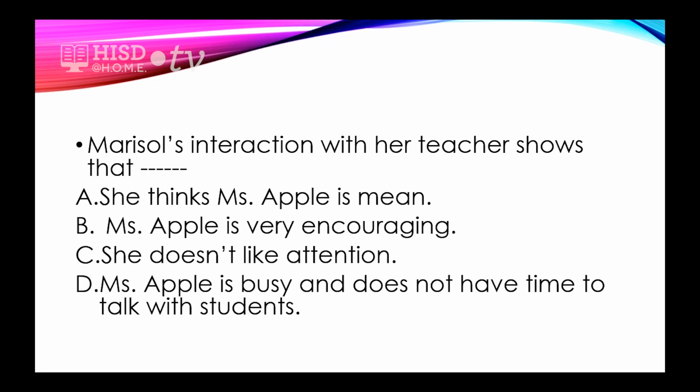Marisol's interaction with her teacher shows that B, Miss Apple is very encouraging. Miss Apple encouraged Marisol to be her very own self when she wrote her that letter. She let Marisol know that nothing was wrong with her being mismatched.